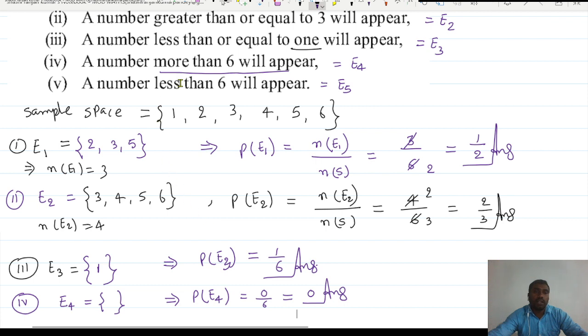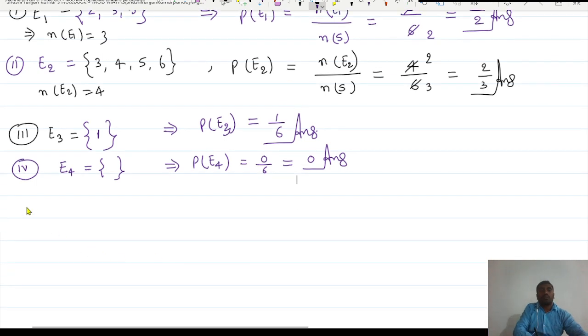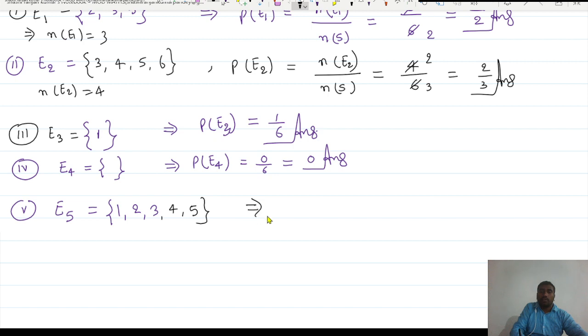If you look at the fifth one, a number less than 6 will appear. Okay. So the fifth one is saying that E5 is a number less than 6. So number less than 6, you know, can be 1, 2, 3, 4 or 5. What is the probability of E5? The probability of E5 will be nothing but 5 divided by 6, because the total number of elements in this event is 5. In the previous event the total number of elements was 0, that's why we wrote 0 by 6. So this is 5 by 6. So this is the answer of this question.